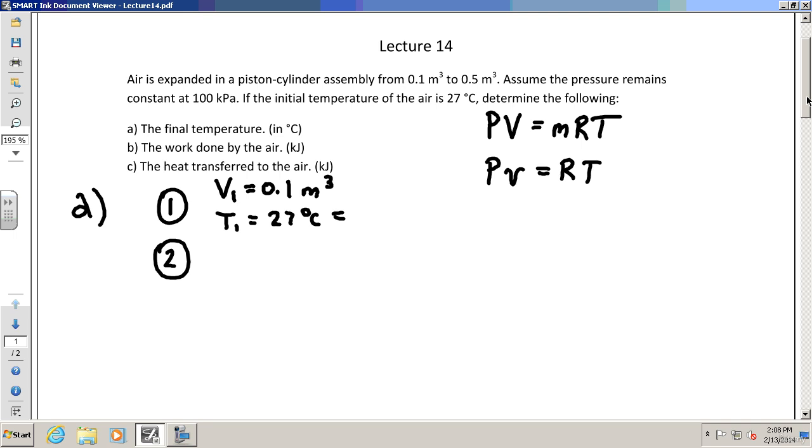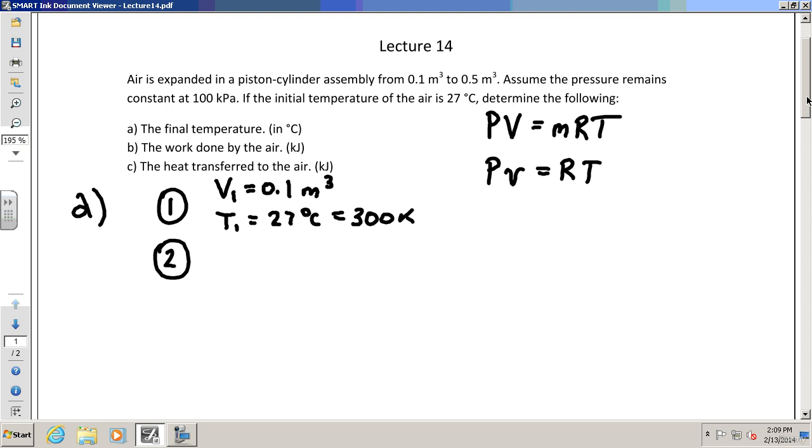Got to change it to Kelvin, right? Right away, Kelvin. Which, by the way, is 300 Kelvin. When you have air, think ideal gas. And then when you have ideal gas, remember your temperatures need to be in Kelvin, or if we're in the English system, Rankine, right?